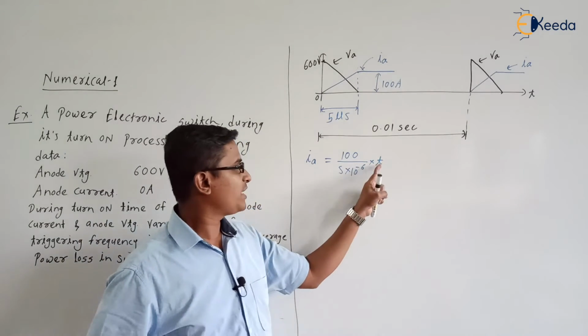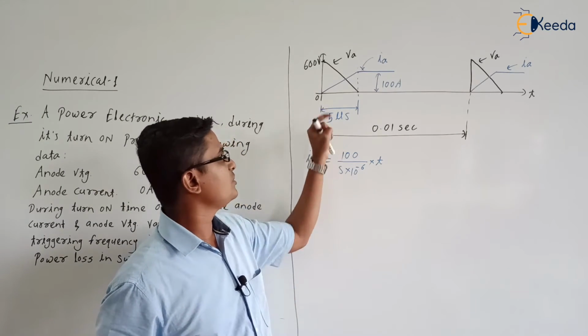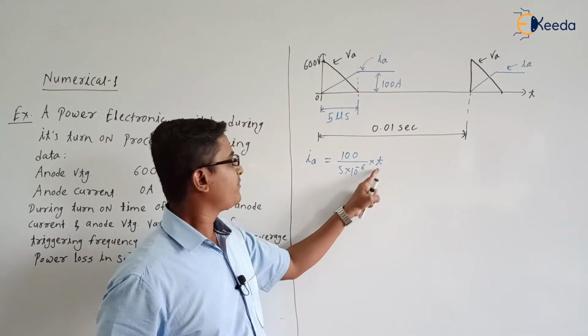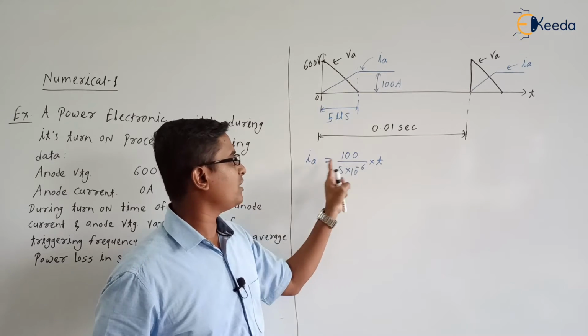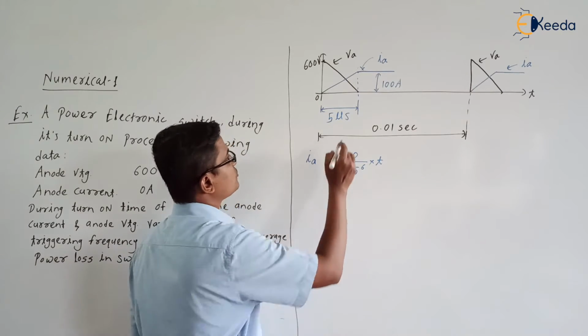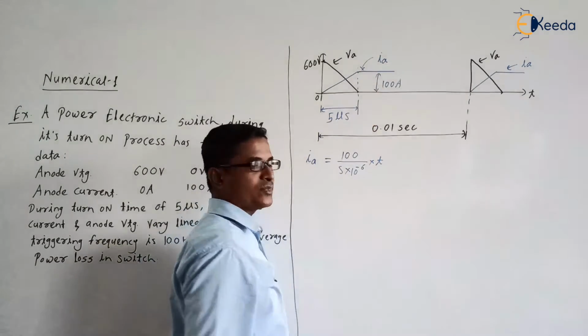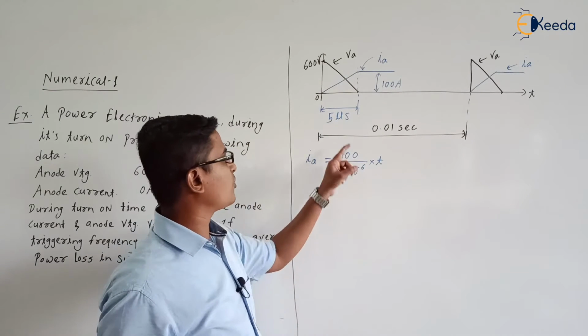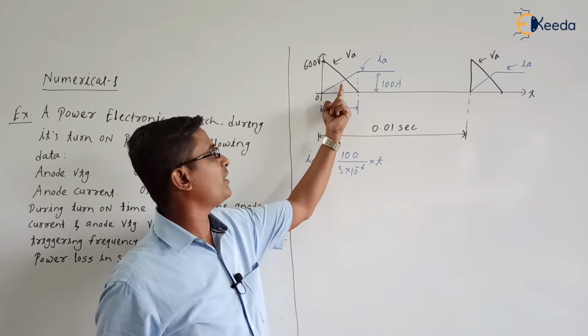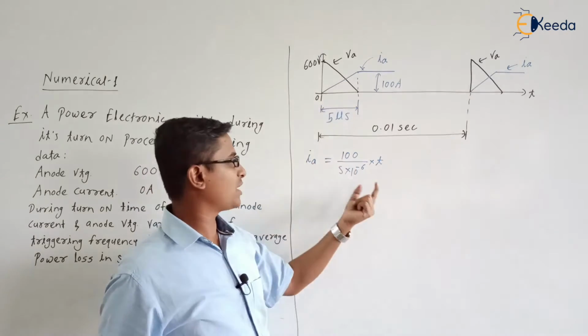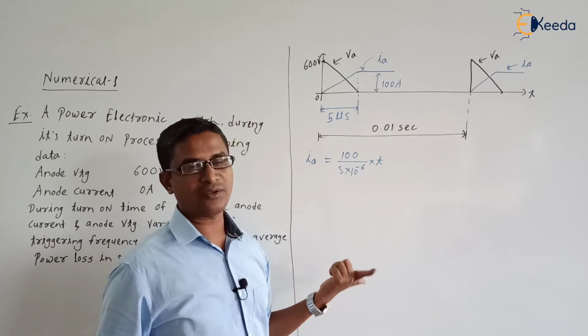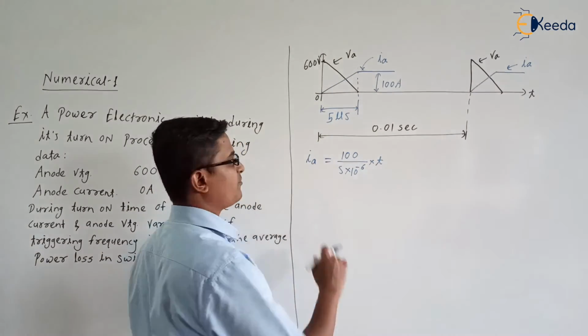You can check, if t is equal to 0, Ia is equal to 0, right? Next, if t is equal to 5 microsecond, Ia is equal to 100. If t is equal to 2.5 microsecond, in between, it is at 50 ampere. So at 2.5 it will be 50. Are you getting the point? So this is the expression for Ia.